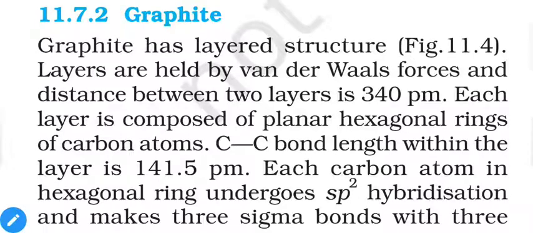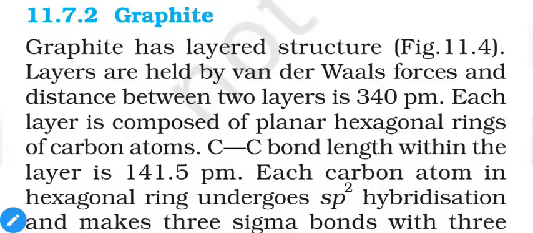So this is the main difference why carbon in graphite form and carbon in diamond form have completely different properties. Main reason is their hybridization. In diamond we have sp3 hybridization and that's why tetrahedral arrangement. In graphite we have sp2 hybridization, that's why the arrangement of carbon around the central carbon will be planar triangular.